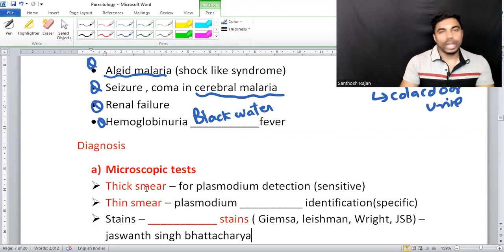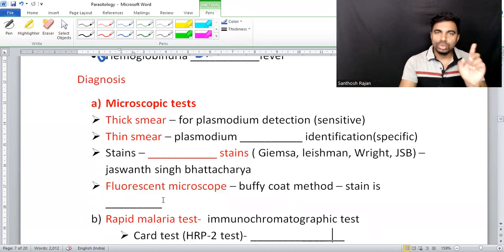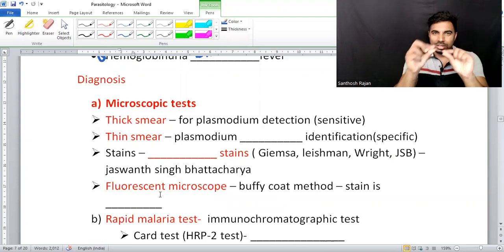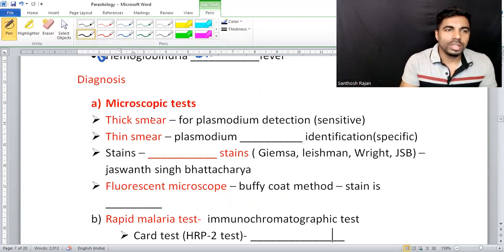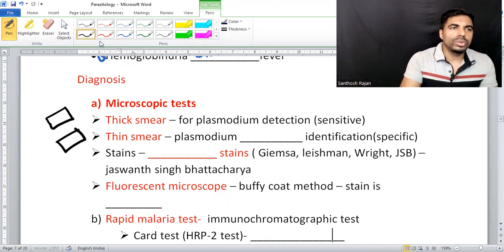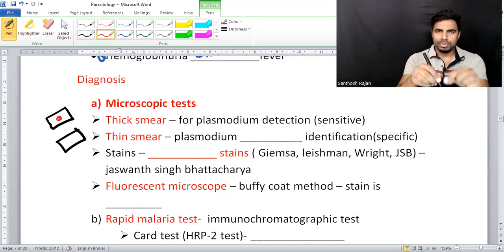Now, the diagnostic part is important. If you see microscopic, we make two types of smears. We have a thick smear and a thin smear. If this is your smear, let's say this is a thick smear, and that's a thin smear. So what do you do? You take a drop of blood. You just put a drop and leave it to dry, just like that.